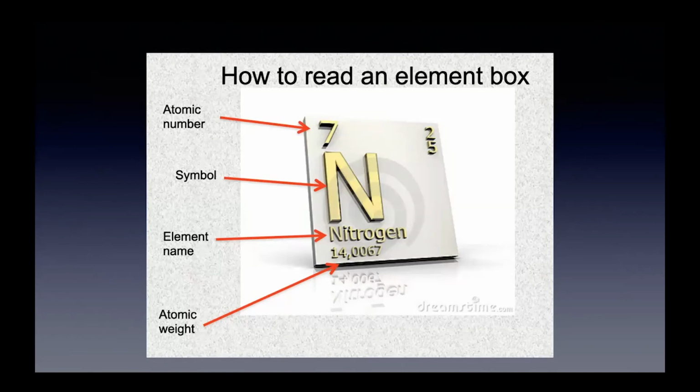Na is sodium, sorry, that skipped my mind for a second. But the symbol is the capital letter. By the way, you write an element as a capital letter followed by a small letter if there are two. The element name is usually underneath the symbol, and then the weight is always on the bottom.